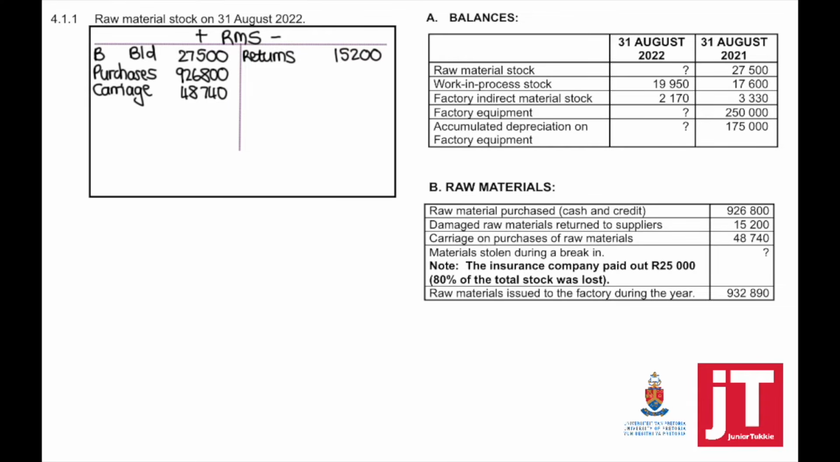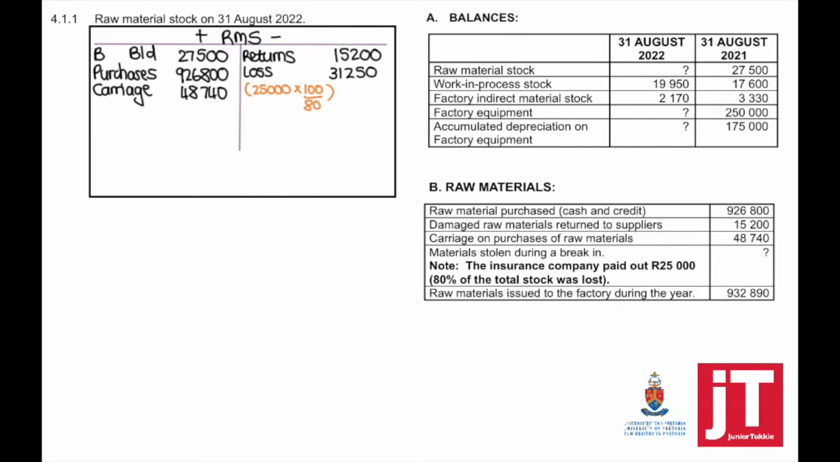Then it says materials stolen during a break-in. The insurance company paid out 25,000. 80% of the total stock was lost. This means we need to calculate what was the actual cost of the stock which we lost. What was the 100%? Which means we're going to take 25,000, which the insurance company is going to pay us out. We're going to say times 100 divided by 80 to find the original cost of the stock which we've lost because it was stolen.